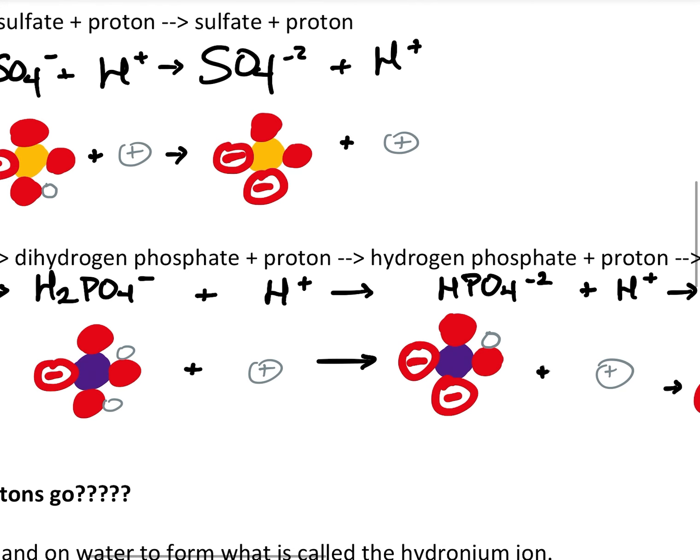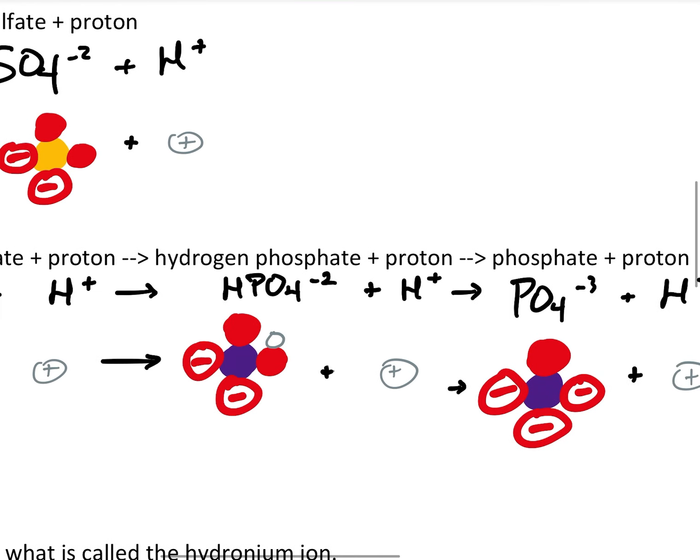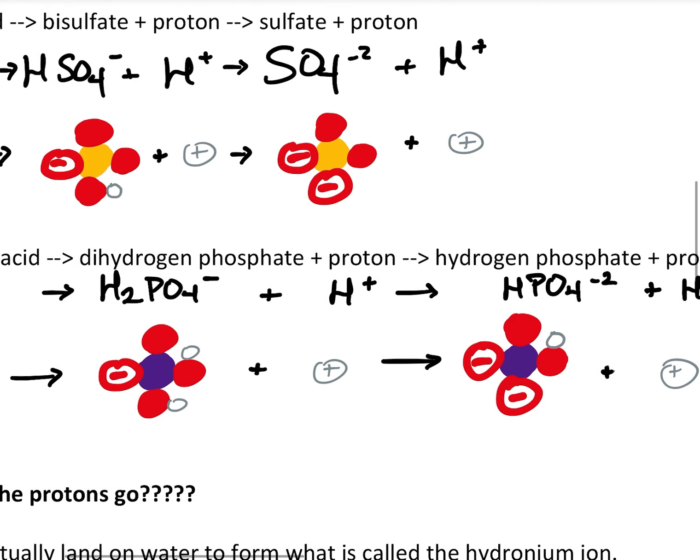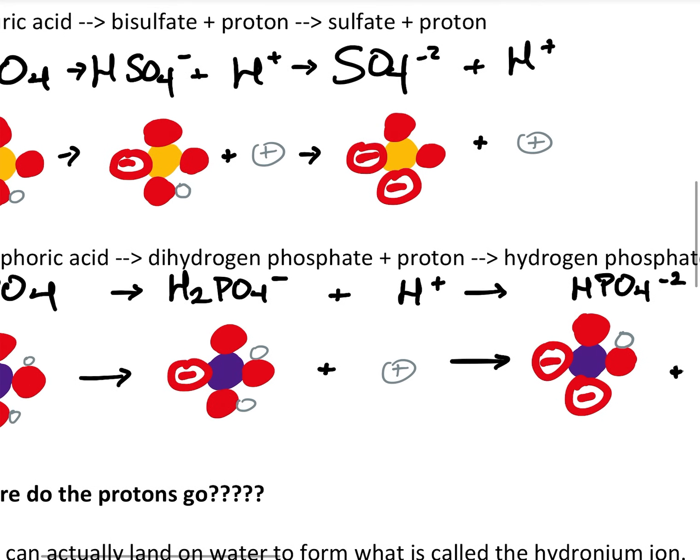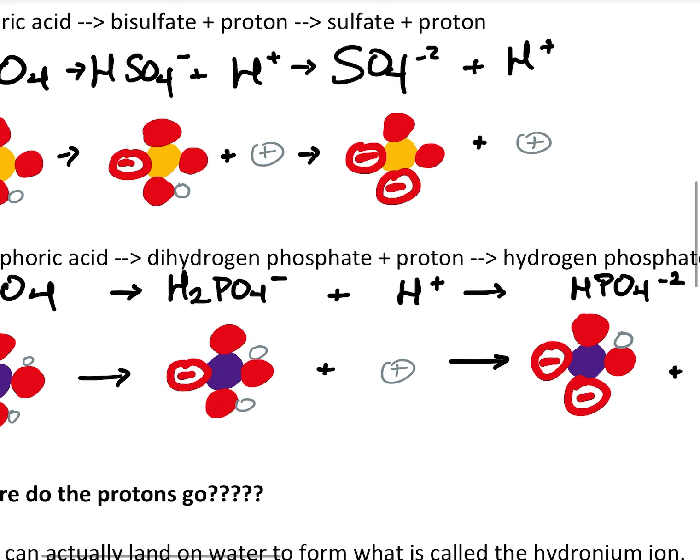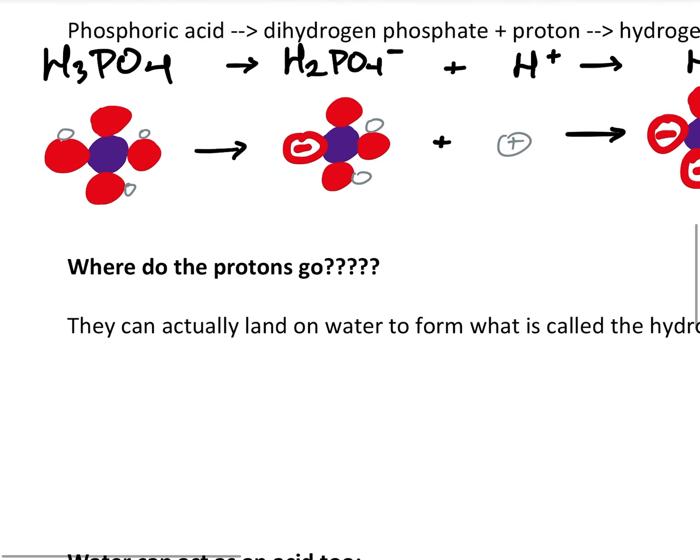And if that one releases the next one, off we go to hydrogen phosphate, which we didn't even put on the list. I just put phosphate. But we can deduce that these other 2 animals exist as well. You just don't see them that often. Where do the protons go?